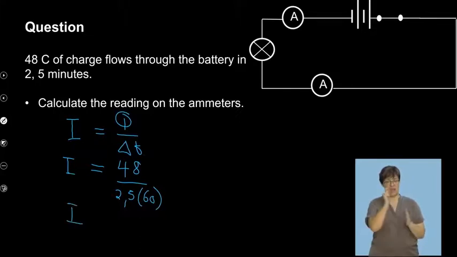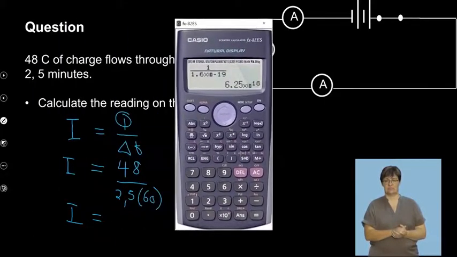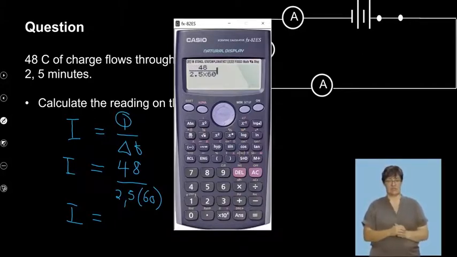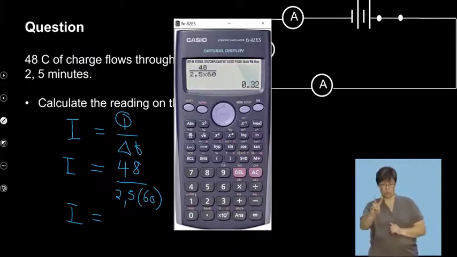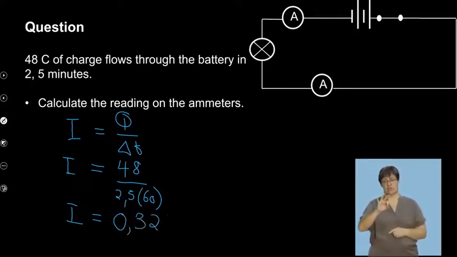So our current, if we quickly go to our calculator, okay, what does that give us? Let's clear that. The calculation is 48 coulombs divided by 2.5 multiplied by 60, okay. So what does that give us? It gives us 8/25 as a decimal fraction, 0.32, okay. So the 0.32 is actually the ammeter reading, which is an indication of current strength, okay, 0.32 amperes, right?